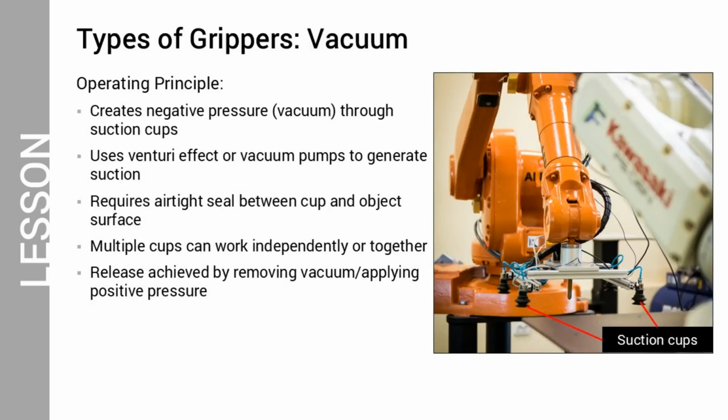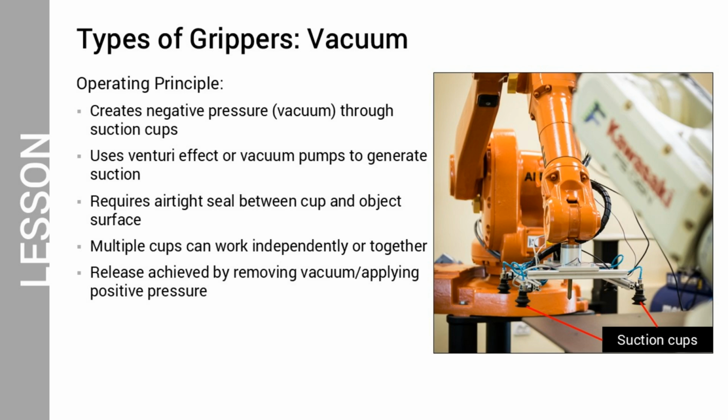Vacuum grippers operate using a straightforward but effective principle of negative pressure. These grippers create a vacuum through suction cups, using either the Venturi effect or dedicated vacuum pumps to generate the necessary suction force. For successful operation, they require an airtight seal to be formed between the suction cup and the surface of the object being handled. The system can be designed with multiple suction cups that can either work independently or in unison, providing flexibility for different object sizes and shapes.